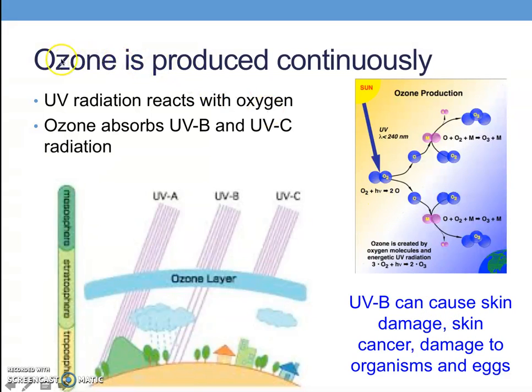The ozone layer is naturally produced, and that production is continuous. Now, I'm not going to get into it too much, but basically, UV radiation from the sun reacts with oxygen and leads to the development of 3 oxygens fusing to each other, and that is what ozone is. It's O3.